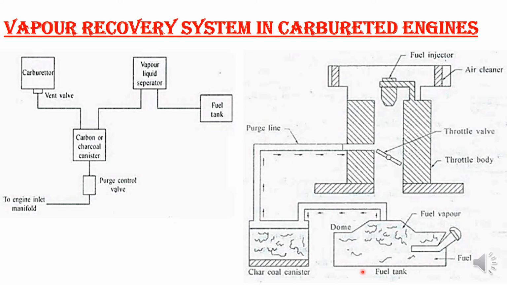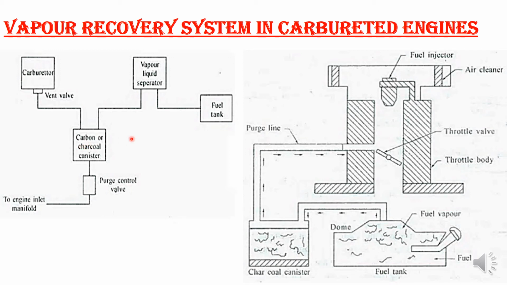This has to be avoided, since fuel vapor going into the atmosphere causes environmental pollution. So here we have the layout of the vapor recovery system, as shown in the figure. The fuel tank and the carburetor are vented to the carbon or charcoal canister instead of being vented to the atmosphere.